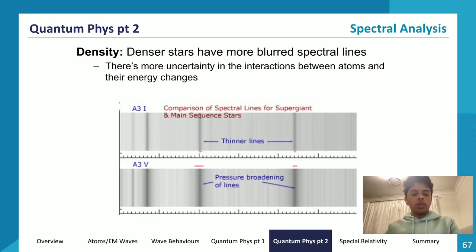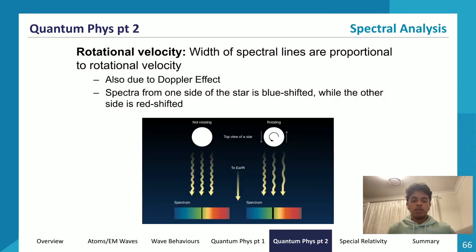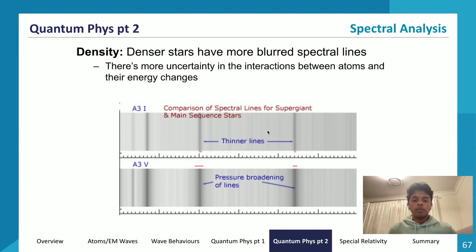The next thing that we can do is find the density of stars. How do we find the density of stars? Well, denser stars have more blurred spectral lines, and there's also something called pressure broadening, where the spectral lines would also be broader. So if the spectral lines are broader for both density and rotational velocity, how do we differentiate between the two? Well, rotational velocity doesn't have blurry spectral lines. So if the spectral lines are quite blurred and we see broadening, it's indicative of pressure broadening, and then what we're looking at is the density of the star. So the density of the star is greater.